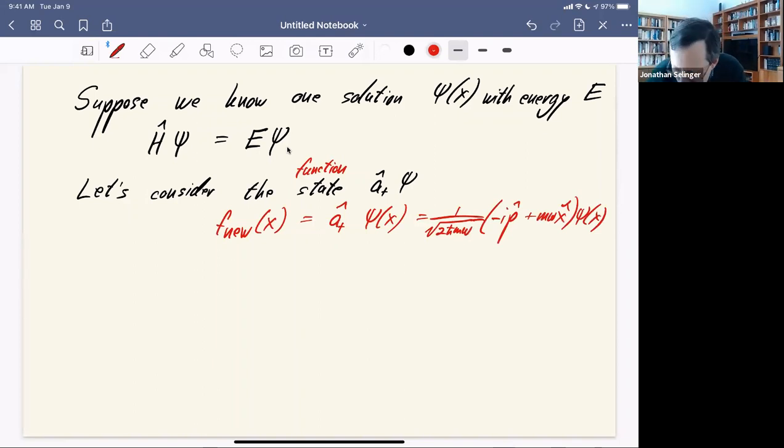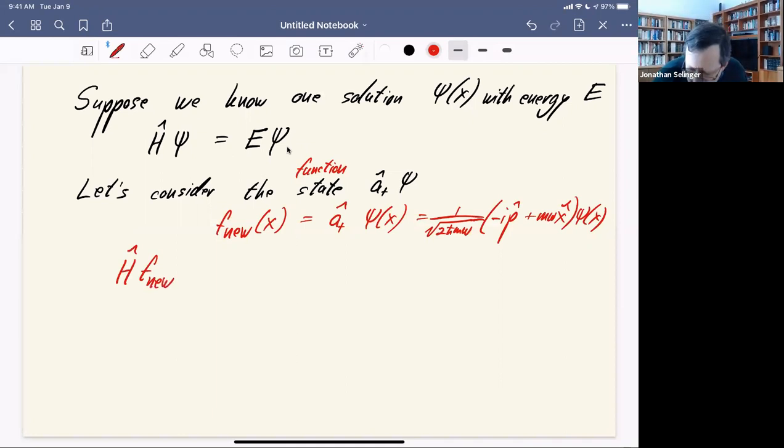So if we knew one solution, I'm going to generate another function, which is this operator acting on the solution that we supposedly know. And now, here's a question. Is this thing also a solution? Let's find out. We can tell by letting the Hamiltonian act on it. Let's let the Hamiltonian act on f nu.